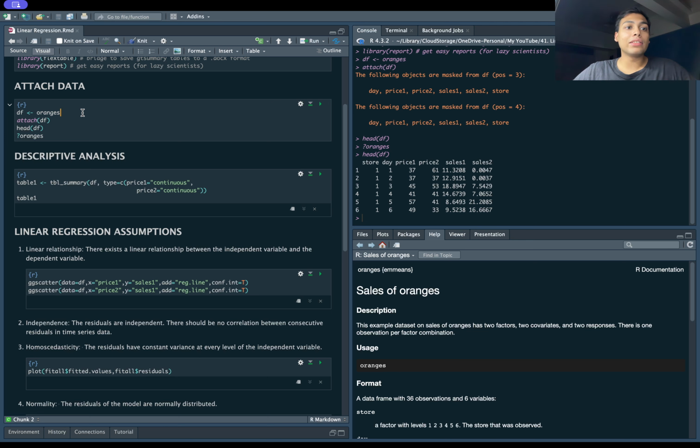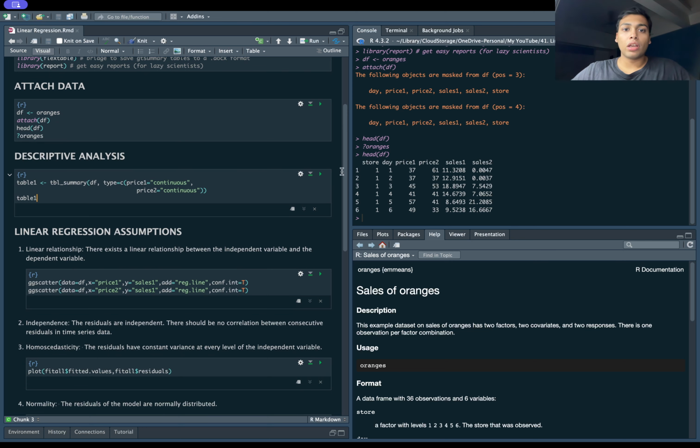So now we will just look at some descriptives. Let's look at the summary statistics of this data frame. The tbl_summary is from the gtsummary library, and it is an extremely useful library where you will get publication ready tables. Just like the ggplot2 or the ggstatsplot library is extremely useful to get publication ready plots, gtsummary is extremely useful to get publication ready tables.